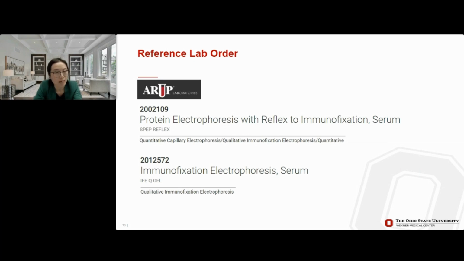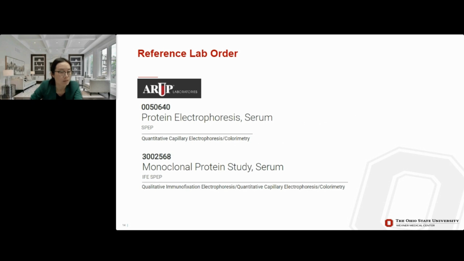Let's take a look at how this method has been implemented in reference labs. This is one of the test orders at ARUP. We can see they use capillary electrophoresis as the method for their serum protein electrophoresis, but they use gel electrophoresis to detect subtype of monoclonal proteins. In their different order sets, they use the same method for protein electrophoresis and immunofixation.